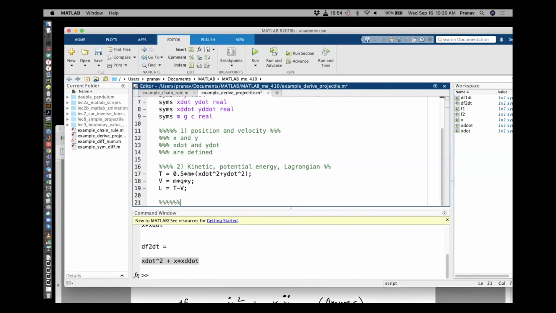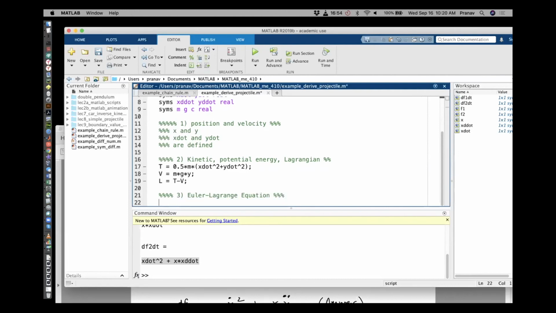The last step, the third one, is Euler-Lagrange. You can refer to the notes, but let me just write it down here. d/dt of dL/dq dot minus dL/dq equals Q.